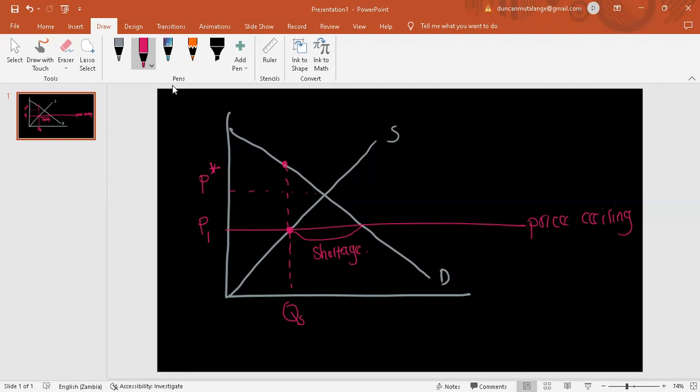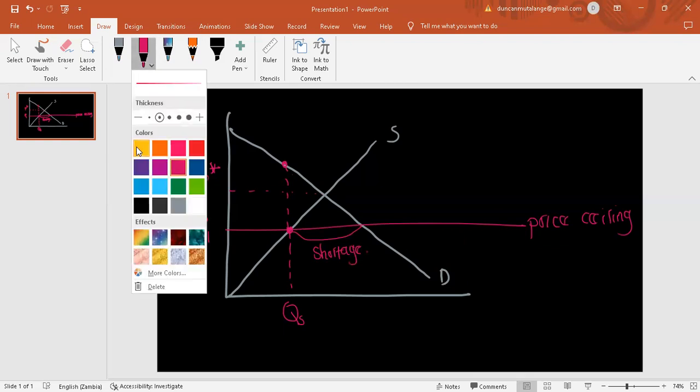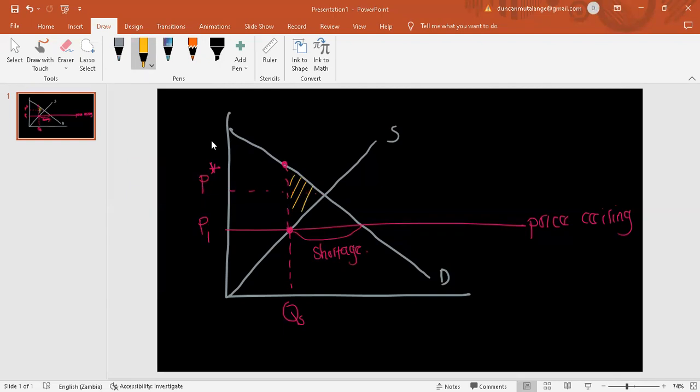And this triangle that is right here is what is being referred to as what? The deadweight loss. So let me just choose a different color. Now this one has effects. So this one in yellow right here, this is the box that is being created. It will be called the what? The deadweight loss.